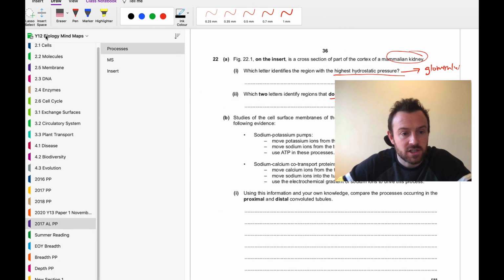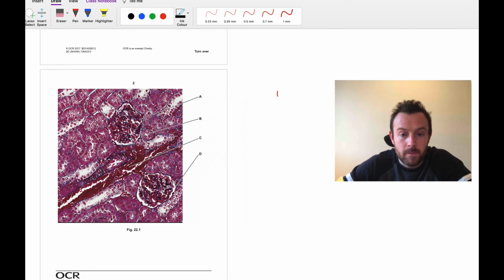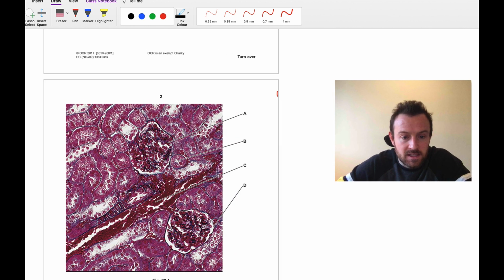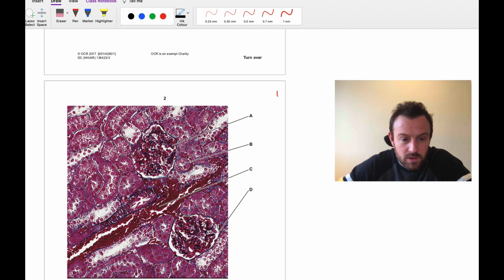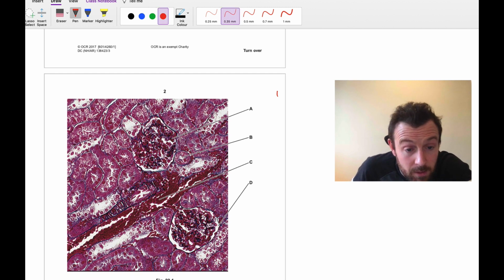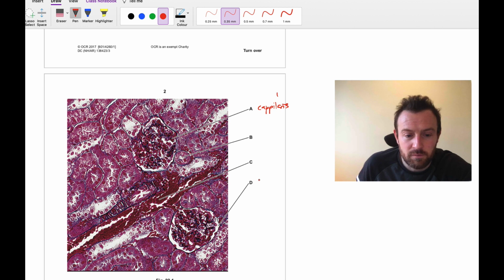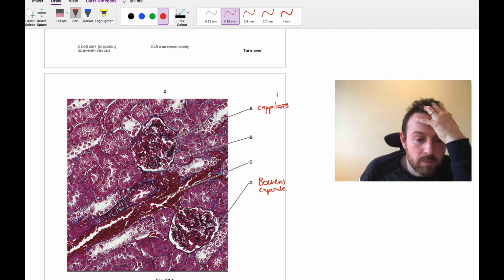So let's have a look at the insert, shall we? Here it is. So the glomerulus is clearly A or D. Oh, is it A or D though? Okay, well it's A, because A is the capillaries in the glomerulus, whereas D looks to be the sort of Bowman's capsule, where the sort of filtrate has been forced into.